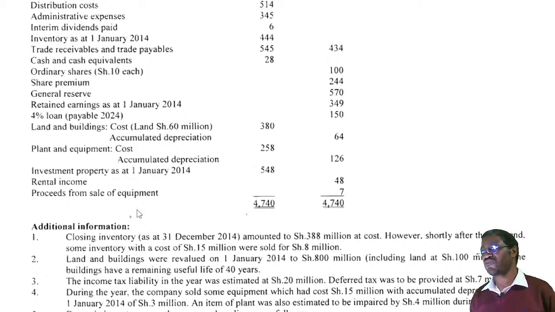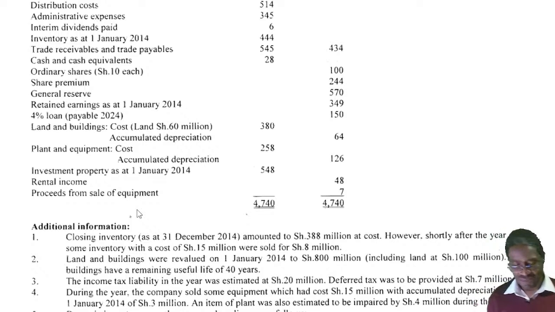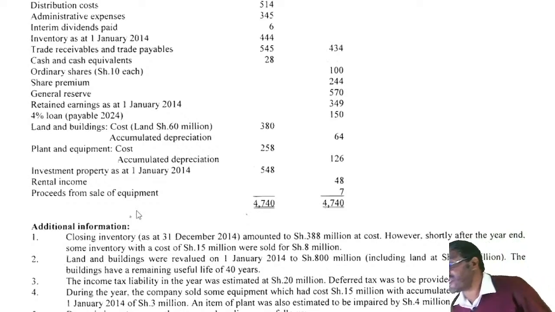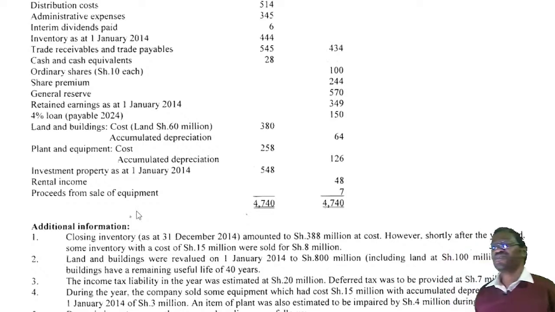Somebody is saying 444. Somebody else. What is the gain on revaluation of the building? Somebody else is saying 380. I'm talking of the gain. Don't give me the valuation. I'm seeing in the trial balance the land and building had a cost of 380. I've not asked for the cost. I've asked for the gain.